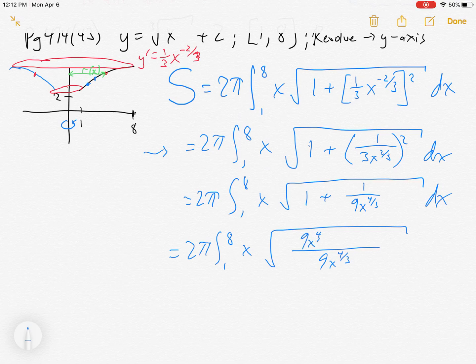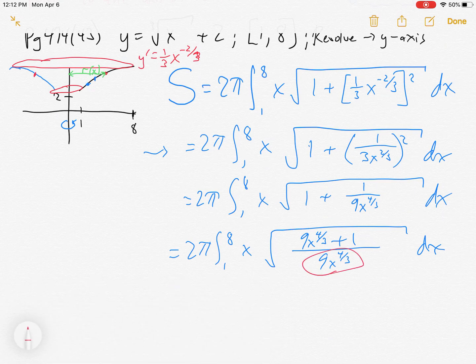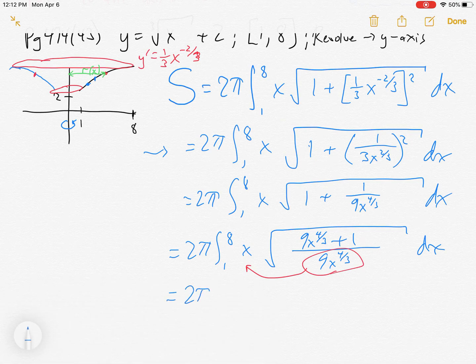The common denominator would be 9x to the 4/3. So with 1, it'd just be 9x to the 4/3 over 9x to the 4/3. Doesn't look that great, does it? But what we can do is, with this fraction, you can square root the denominator. So I can square root it and bring it out. Not in front of the integral, but at least in front of the square root. And it just works out really nicely. So I have x, that thing comes out as 3x to the 2/3.